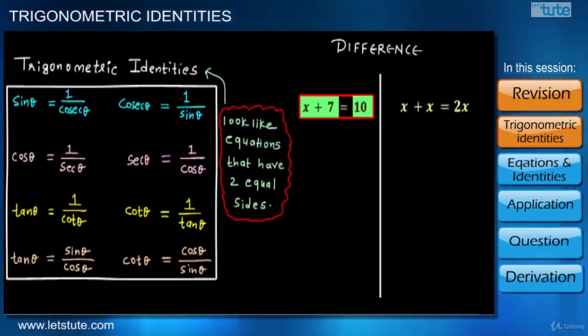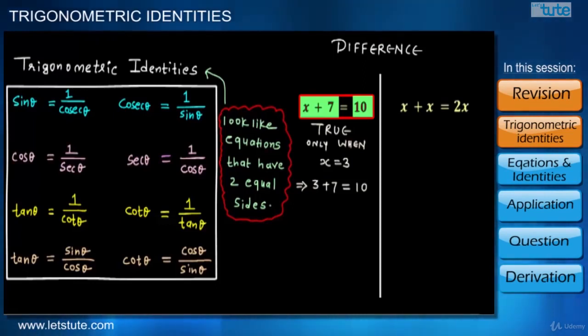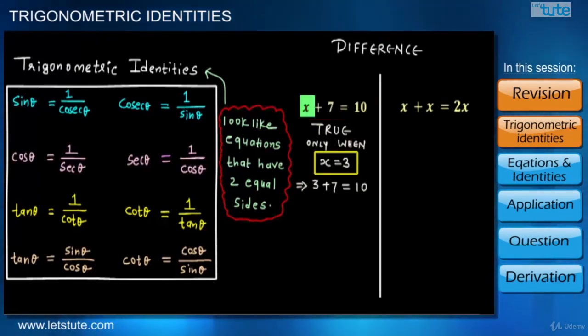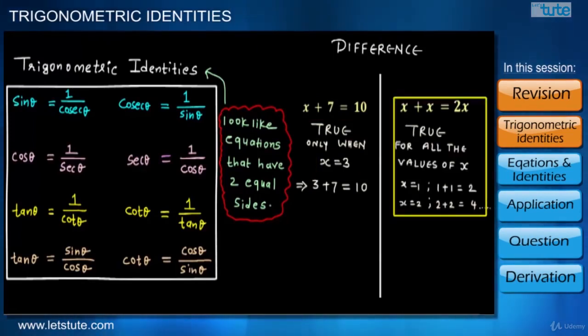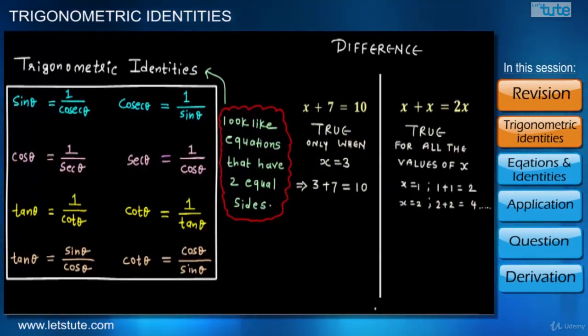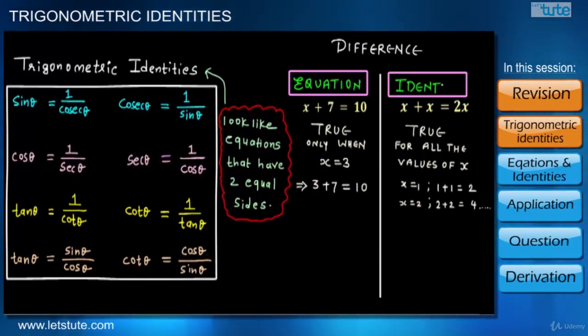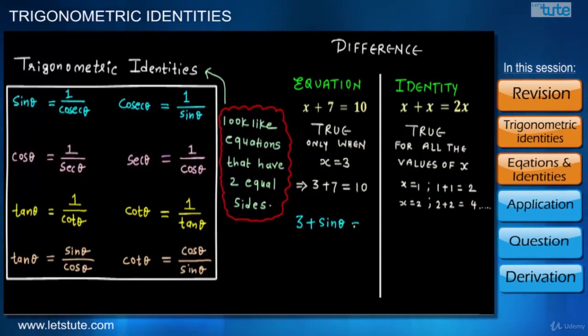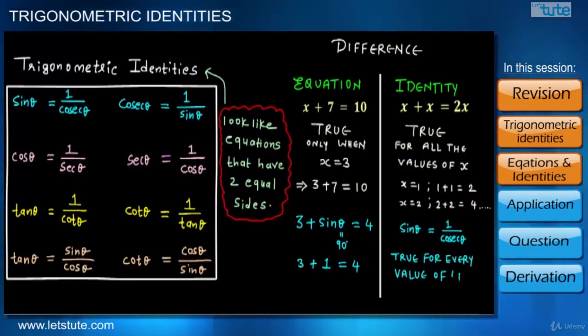If we look at the first, both the sides will be equal only when the value of x is 3, whereas the other expression is true for any value of x. So the first expression is an equation and the other is an identity. Likewise, if we take any trigonometric expression, say 3 plus sine theta equals 4, this is true only when theta is equal to 90 degree. On the other hand, sin theta equals 1 upon cosec theta is true for every single value of theta.